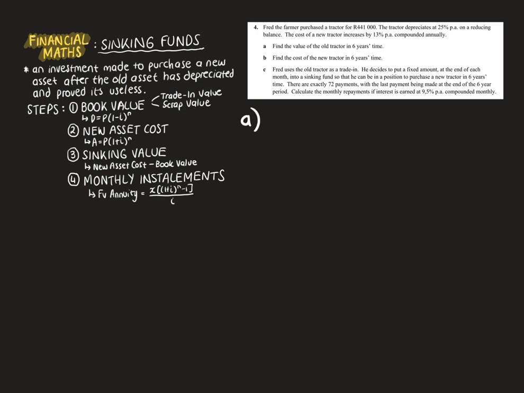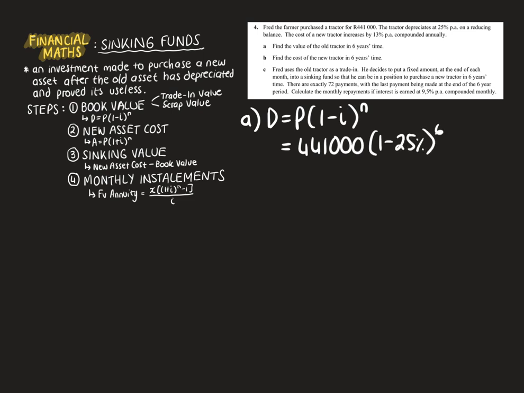So we obviously are now working out the book value of the old tractor. So we are going to be using depreciation. So D equals P(1 - i)^n. And the depreciation rate on a reducing balance is 25%. So we have a value of 441,000 currently. I want to know what it's going to be in 6 years' time. So we have 25% to the power of 6. And we can put that into our calculator.